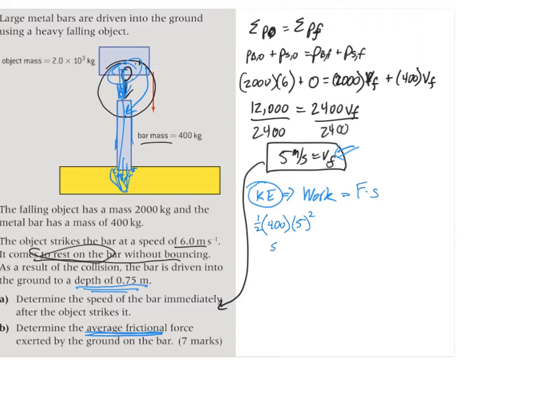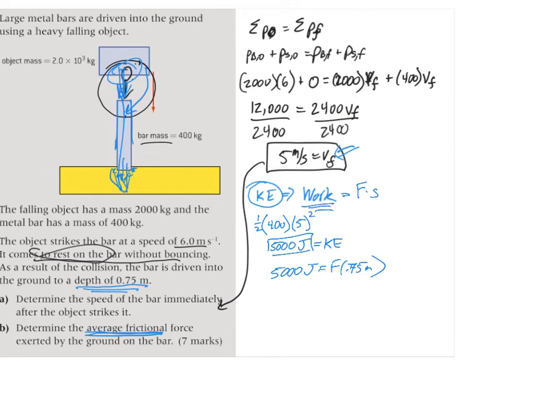What's 200 times 25? It's 5,000. The 5,000 is the amount of kinetic energy. Because it goes from this to 0, we know that the change in the kinetic energy is 5,000 joules. That's the amount of work being done by friction. So the work done by friction, 5,000 joules, should be equal to the force times the displacement, which we said was 0.75 meters. And so we go 5,000 divided by 0.75.